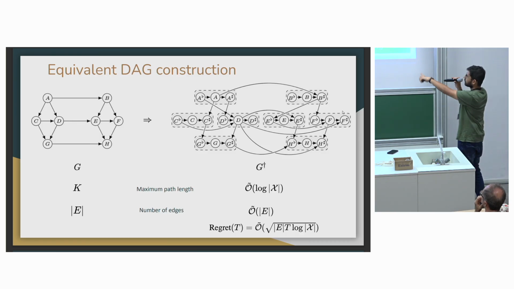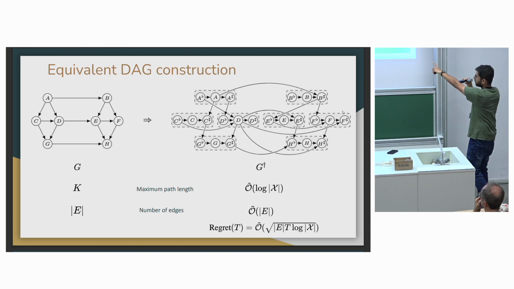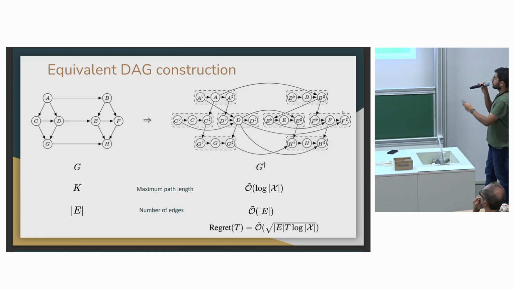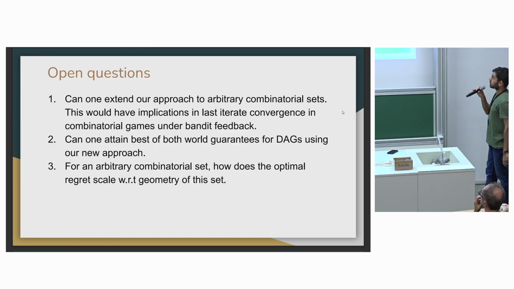After doing the transformation, we can ensure that the length of the longest path here is like log cardinality. So when we plug this back into our original regret bound, we get like square root et log cardinality. So we kind of recover the minimax optimal bound. So this work kind of leads to like these three open questions.